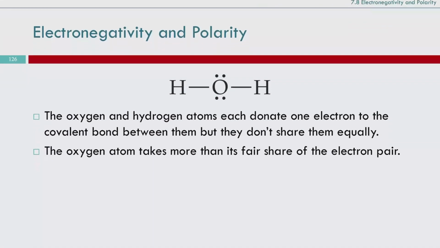In water, which has this formula, this Lewis structure, the oxygen and the hydrogen atoms each donated 1 electron. So hydrogen put its 1 electron in, oxygen put an electron in, and the same thing on the other side. So they each contributed 1 electron. However, they are not sharing these electrons equally. So in these bonds, oxygen is actually hoarding the electrons.